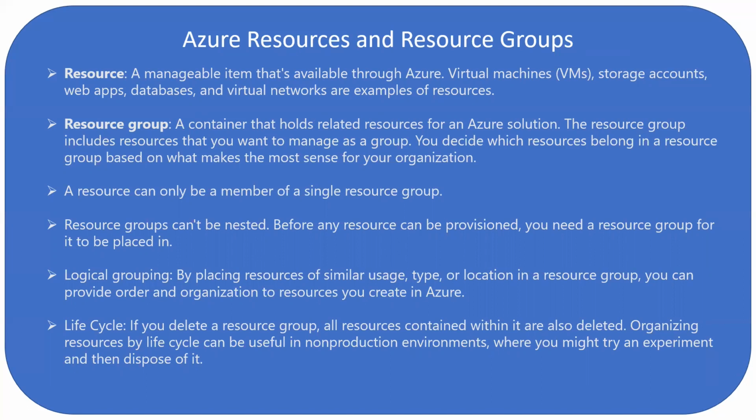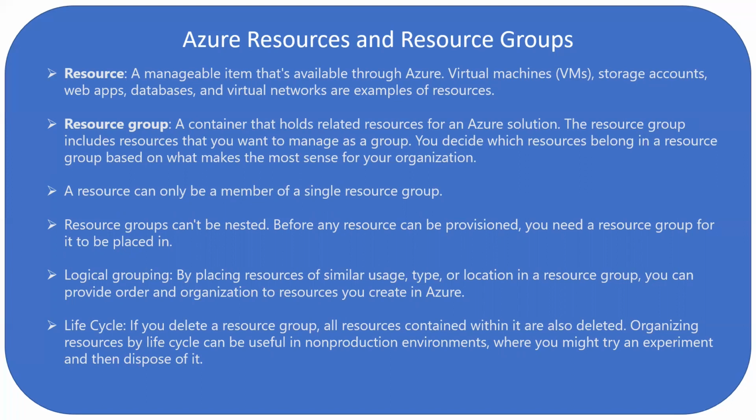So it includes resources that you want to manage as a group. You decide which resources belong in a resource group based on what makes the most sense for your organization. So for your organization, for your application architecture, you can decide what resources will go into one resource group. So a resource can only be a member of a single resource group. It can't be a member of 2 different resource groups.